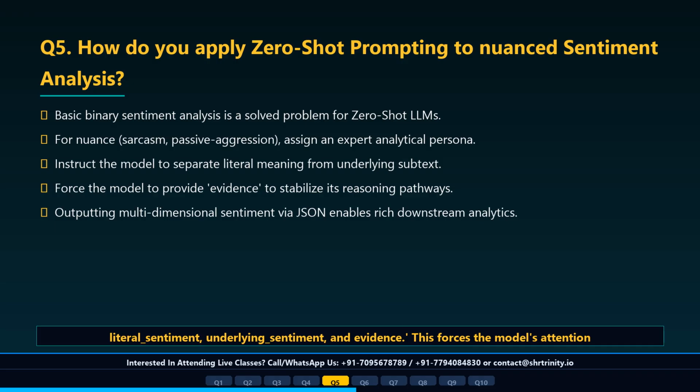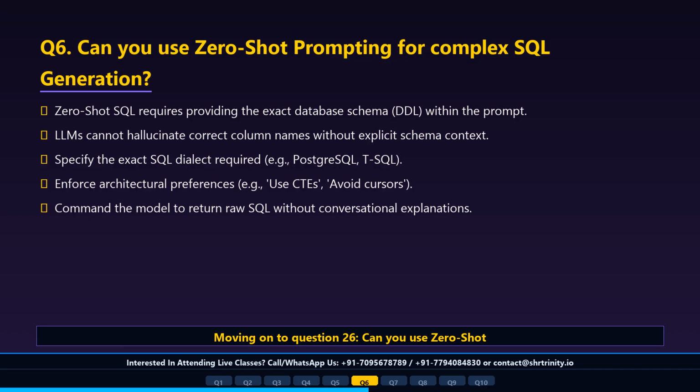This forces the model's attention mechanism to evaluate the text at multiple semantic layers simultaneously, achieving deep analysis purely via instruction. Moving on to question 26.